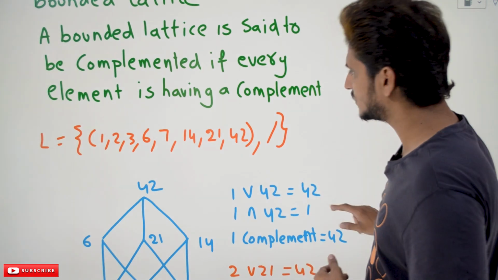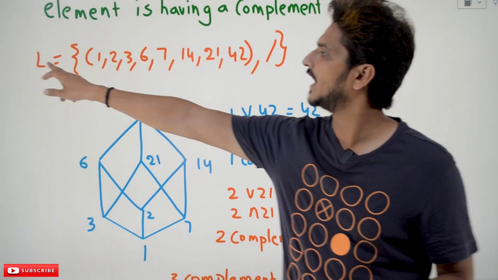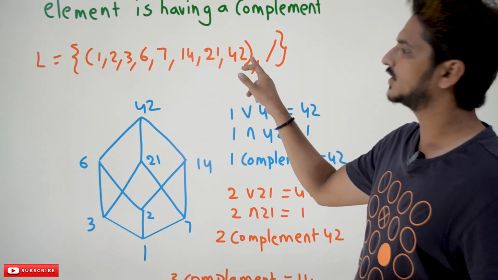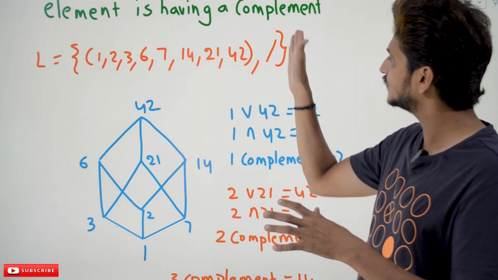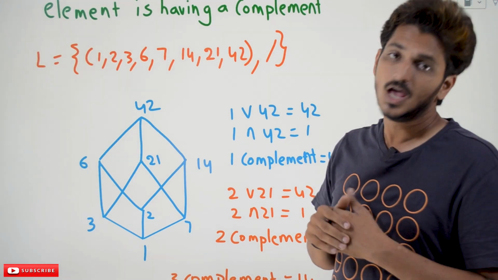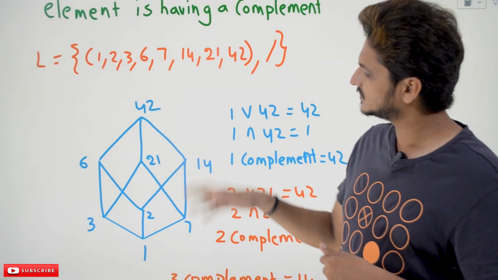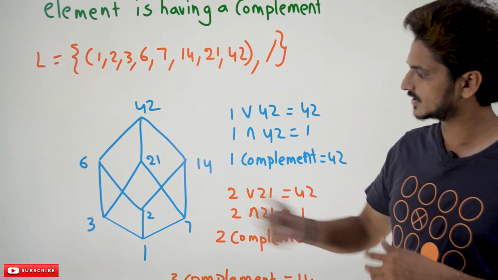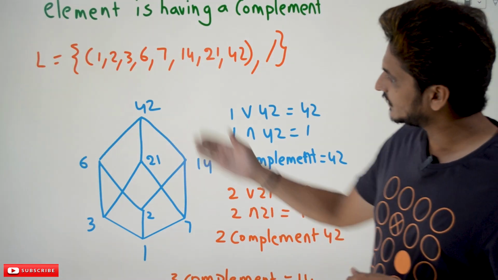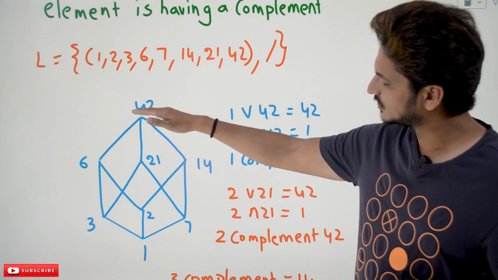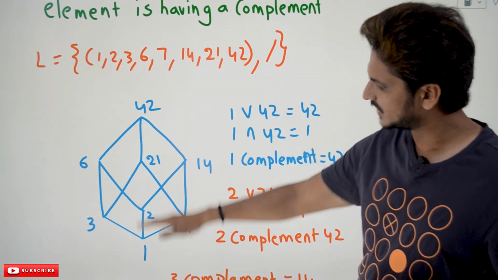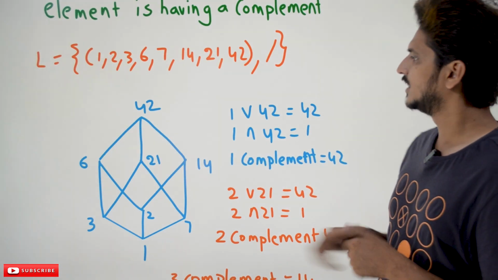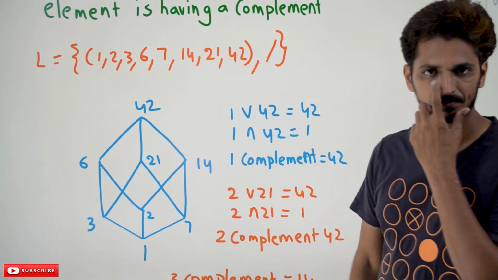Now let's take an example. Let's take L equal to 1, 2, 3, 6, 7, 14, 21, 42. These are the set of elements. On this we have the relation divides. If you draw the Hasse diagram for this, this is how it looks. You do it on your own, how to construct the Hasse diagram. So this is the upper bound and this is the lower bound. 1 is the lower bound and 42 is the upper bound. So this is I, this is O.